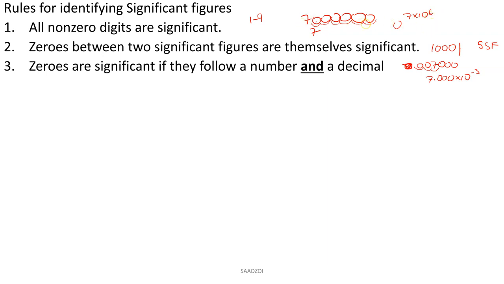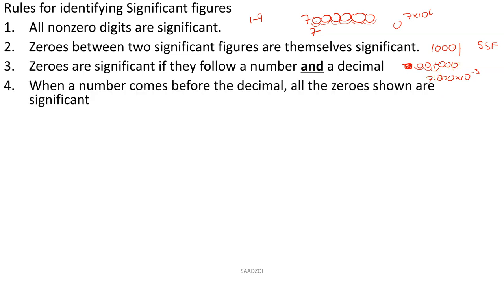Notice I didn't write any zeros into this answer. Why? Because none of these zeros are significant. Here, I did have to write these 3 zeros because they are significant. If I do not write those 3 zeros into my answer, I am wrong. So when a number comes before a decimal point, all the zeros are significant. This is kind of like a catch-all.